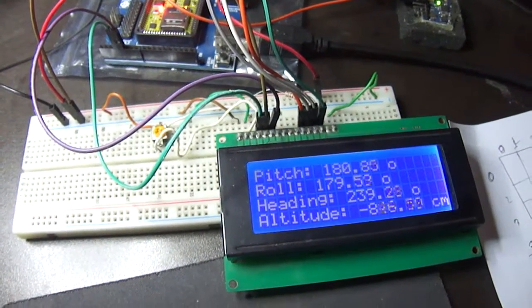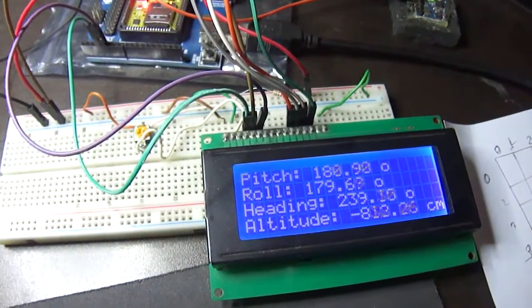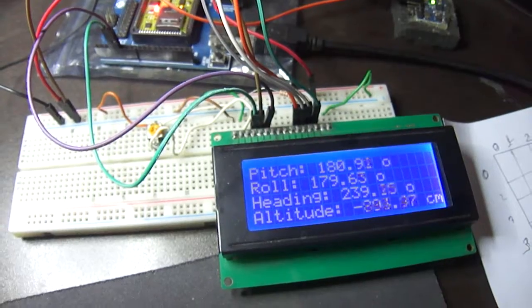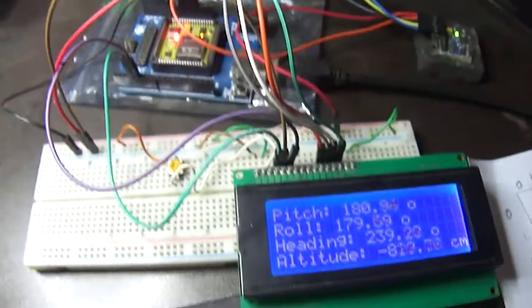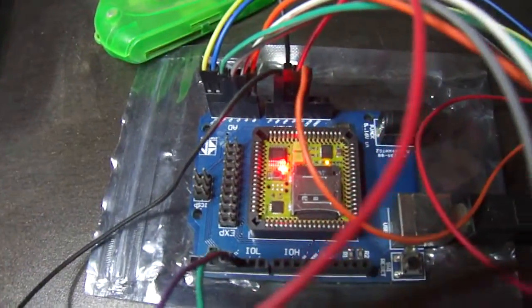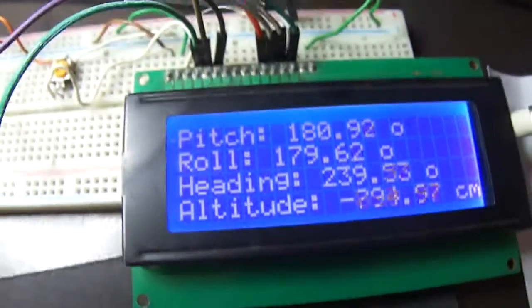In this project, we are going to use an inertial measurement unit, commonly known as an IMU, to measure the orientational data of an object in 3D space. The setup is very simple. We have our Banguino board, then a 20 by 4 LCD screen.